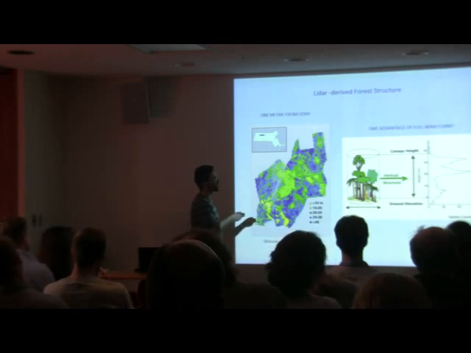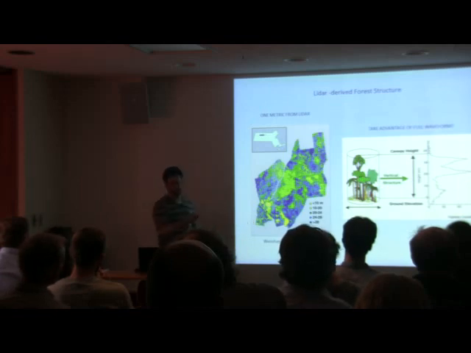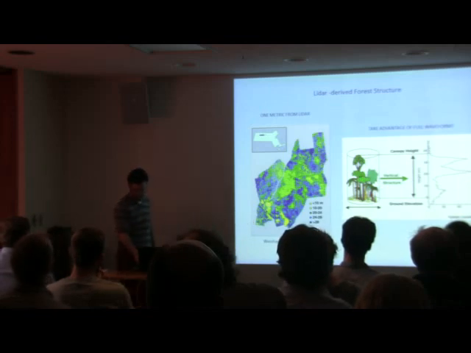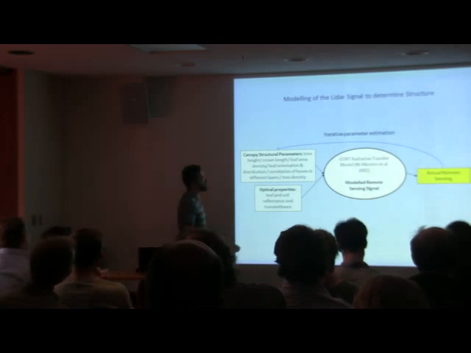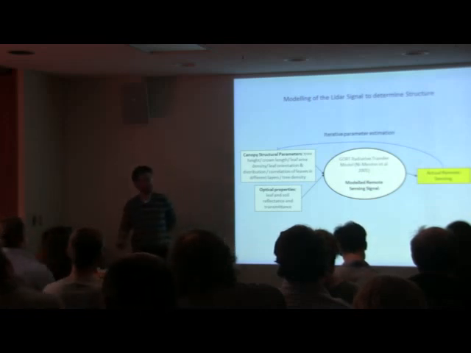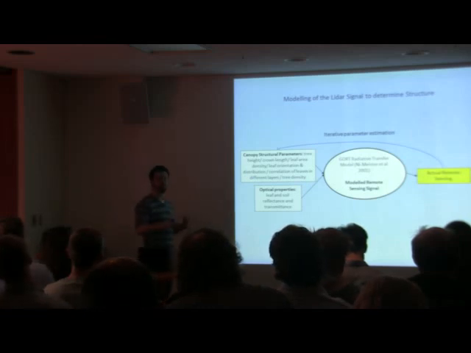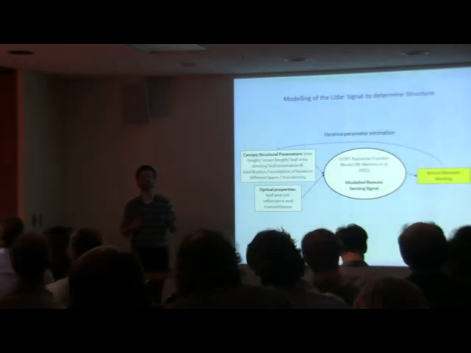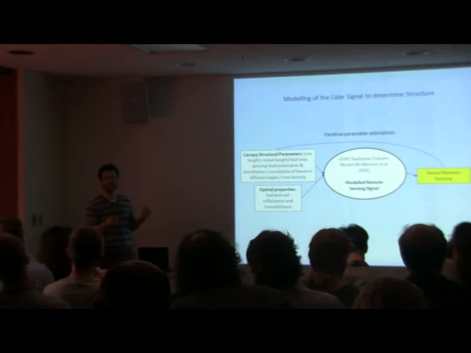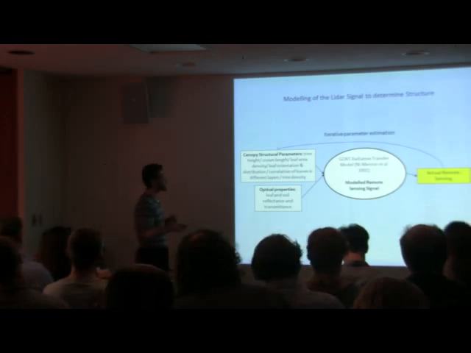Most LiDAR instruments operate in the near infrared, so it reflects off most of the foliage around the park. What we try to do is model LiDAR signals, or model this active remote sensing technique, so that we can have more control over the input parameters. And if we have more control over these input parameters, then we can take out certain parameters that we need to define structure within the model.